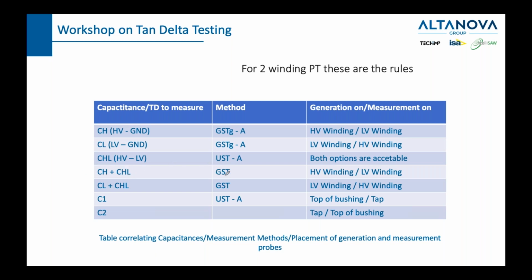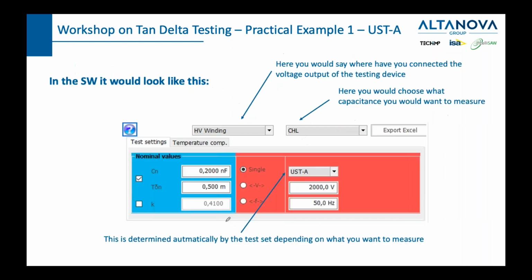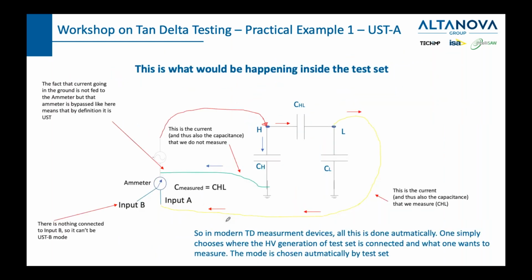CH plus CHL is a GST mode, and CL plus CHL is this. C1 is measured using a UST, and for C2, I'm sorry, I forgot to write that in. But now let's see what actually happens inside. Let's say that we want to measure here using a UST method.